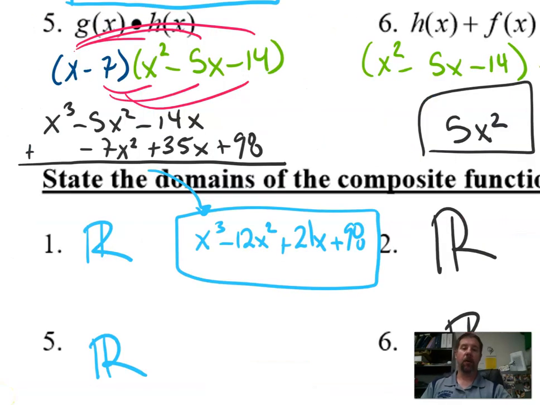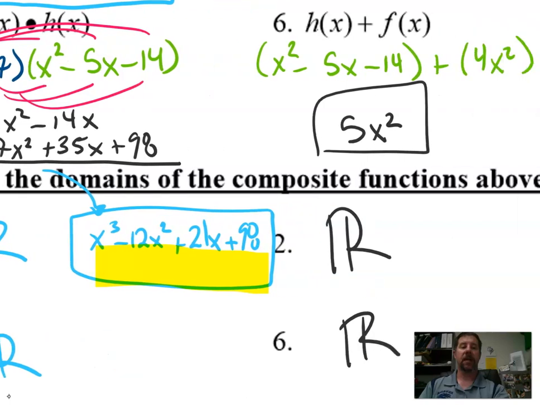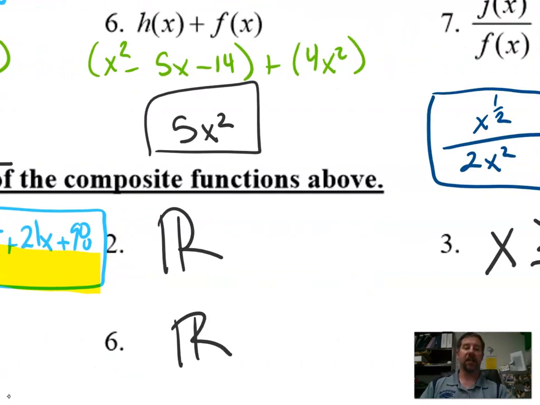All right, here we go. Number 5, your answer is right here. Down below, it's x cubed minus 12x squared plus 21x plus 98. Again, no fractions, no square roots, so the domain is all real numbers. Number 6, your answer is 5x squared, and your domain is all real numbers.